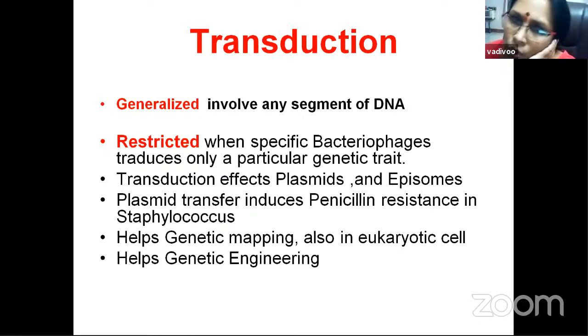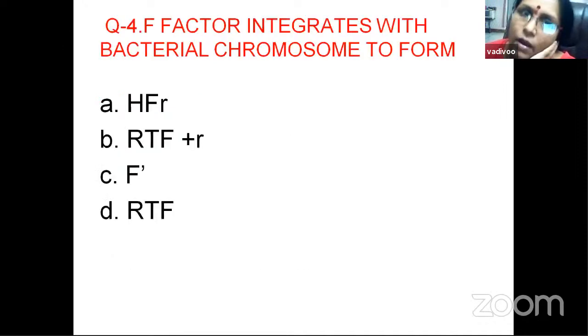Okay. So, again, there is the next question. An F factor which integrates with the bacterial chromosome results in the formation of HFR, RTF plus R, F prime, or RTF. I will explain this further in conjugation. As you can see, the correct choice is HFR. So when an F factor integrates with the bacterial chromosome, it results in the formation of HFR.